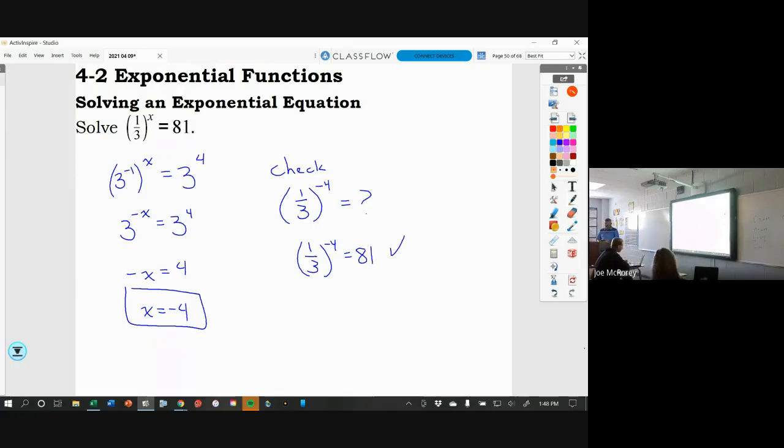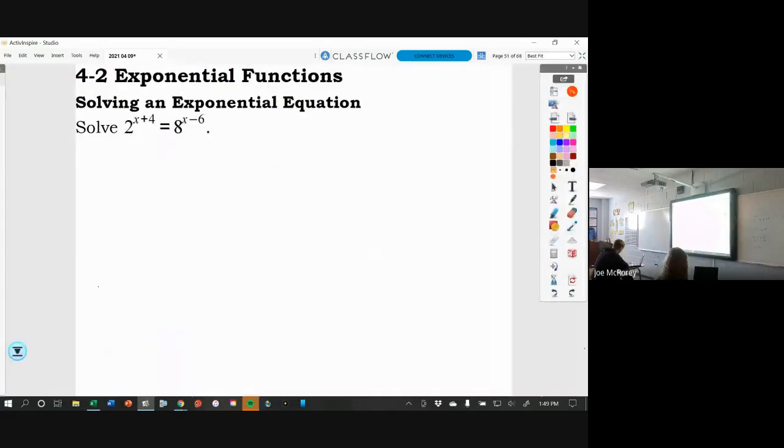It is 81. So it does check. That answer is correct. x is -4. Good job, Anna. Anna did it all in her head. The negative sign means reciprocal, right? So 1/3 to the -4th would be 3 to the 4th, and 3 to the 4th is 81. I typed it in wrong on the calculator.